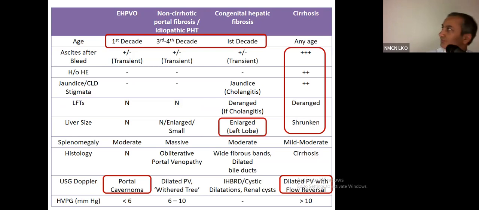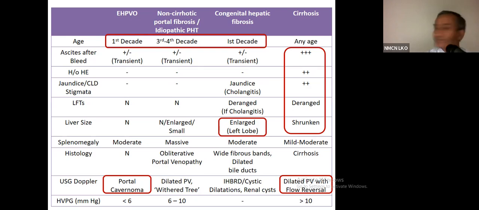So how should we differentiate the non-cirrhotic causes from cirrhotic causes of portal hypertension? On the basis of age of presentation, EHPVO presents early, non-cirrhotic portal fibrosis presents in the 3rd to 4th decade, and a small proportion of patients can present in adolescence. Congenital hepatic fibrosis is again a disease of the 1st decade. Decompensation following a bleed or otherwise is present in cirrhosis, whereas it is not seen in non-cirrhotic portal hypertension.